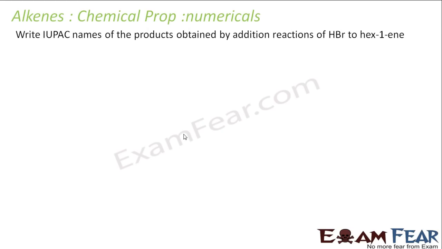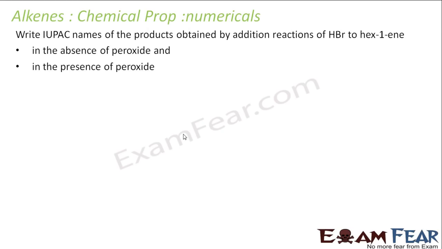Let's take some examples now. We have to give the IUPAC name of the products obtained by addition of HBr to hex-1-ene in the absence of peroxide and in the presence of peroxide. So first let's draw hex-1-ene: 1, 2, 3, 4, 5, 6. This is my 6th carbon, this is hexane, and for 1-ene, I'll add a double bond here. This is hex-1-ene, correct?